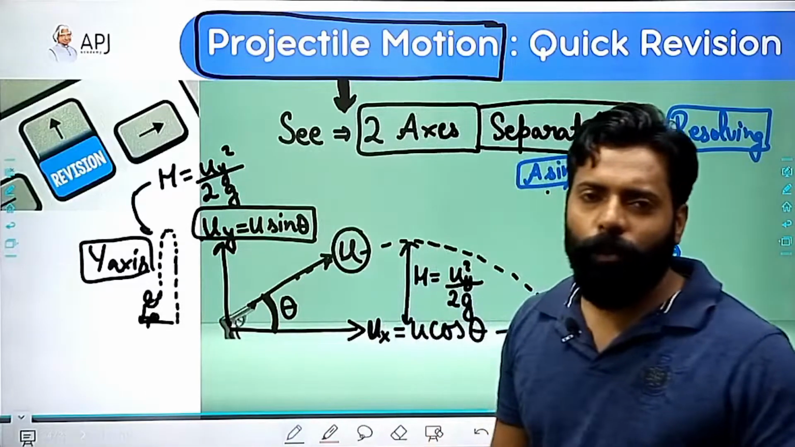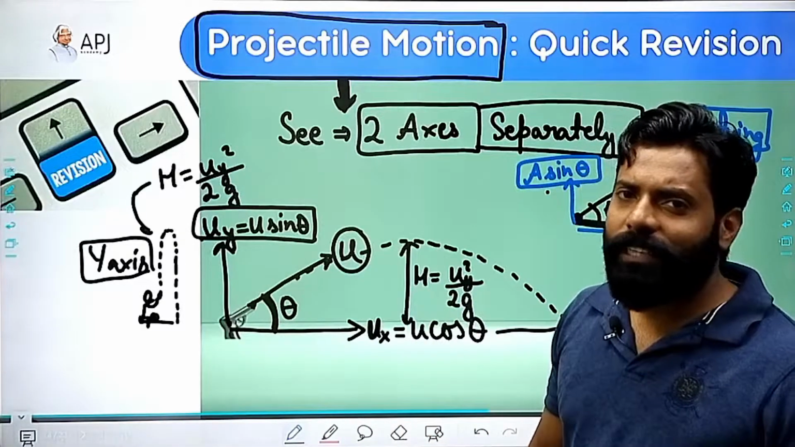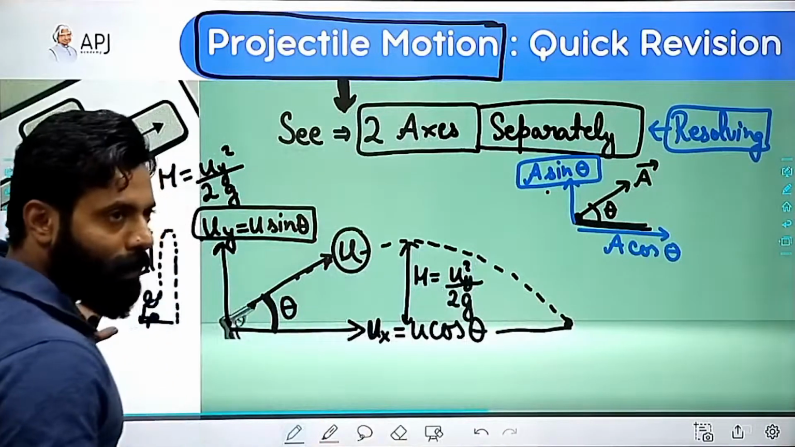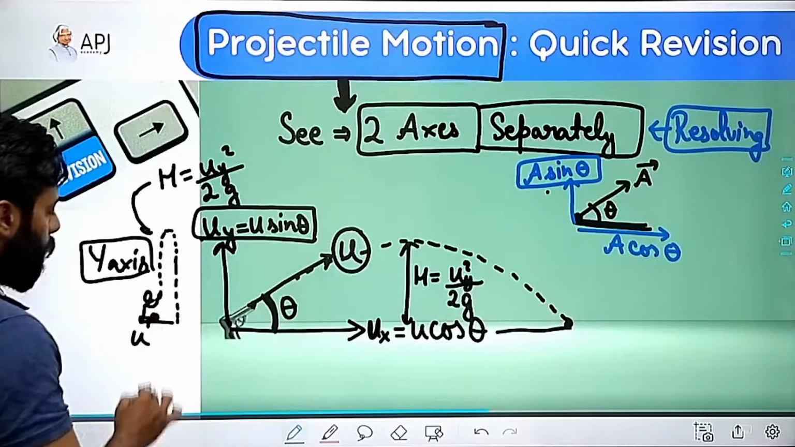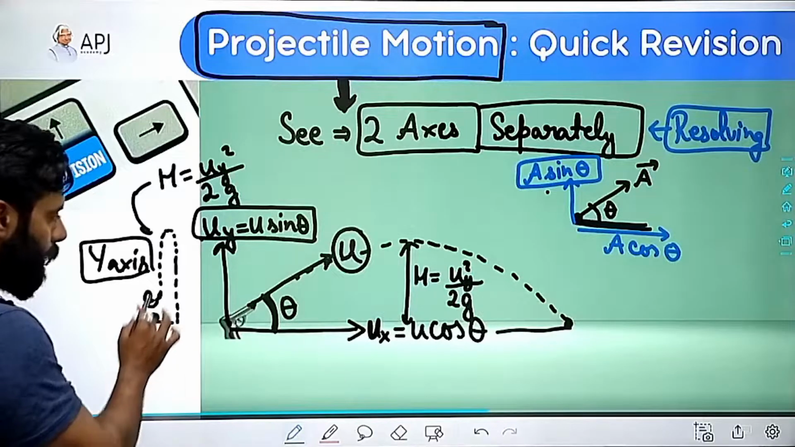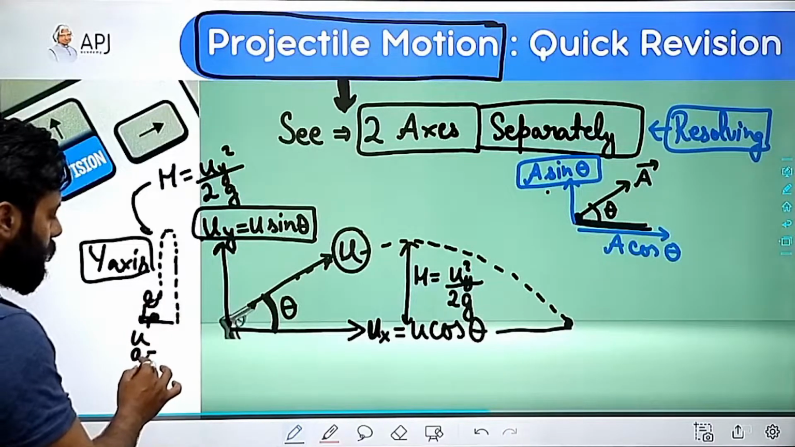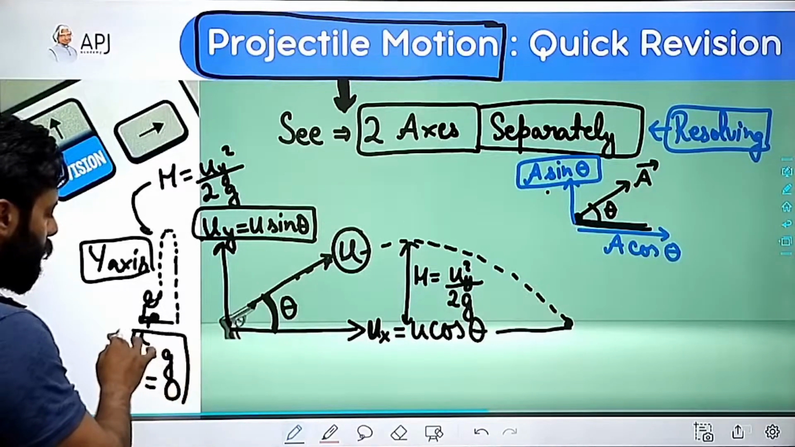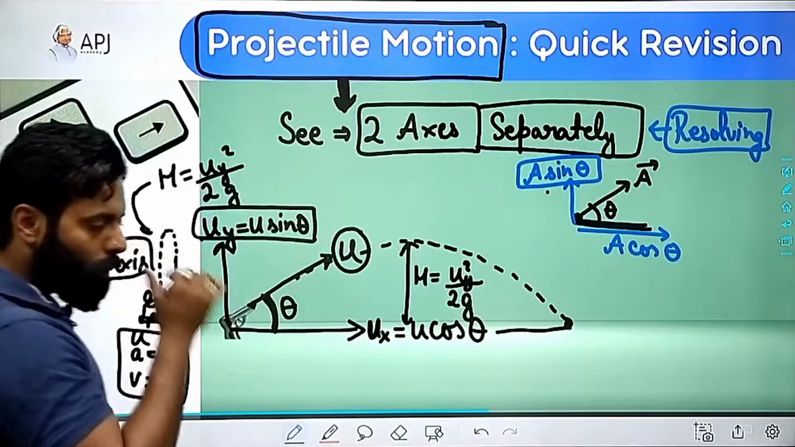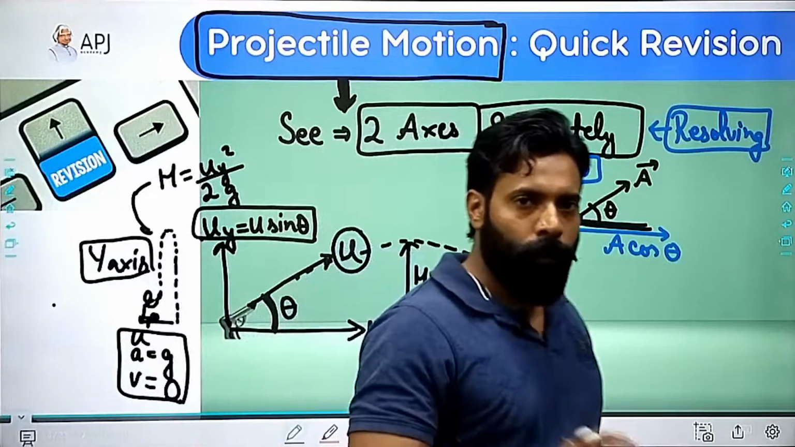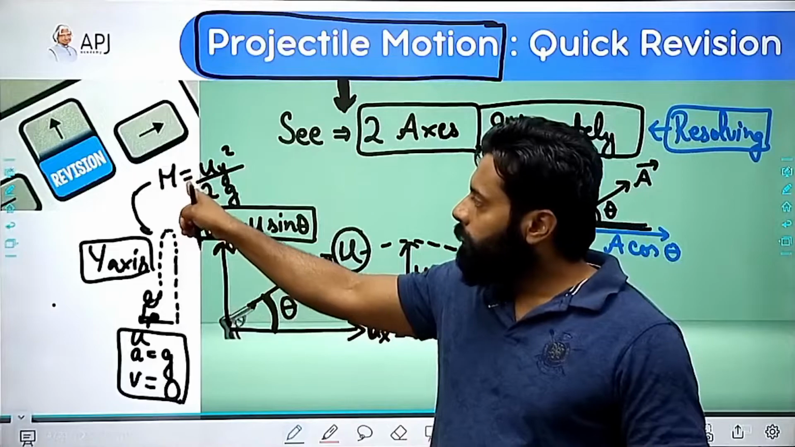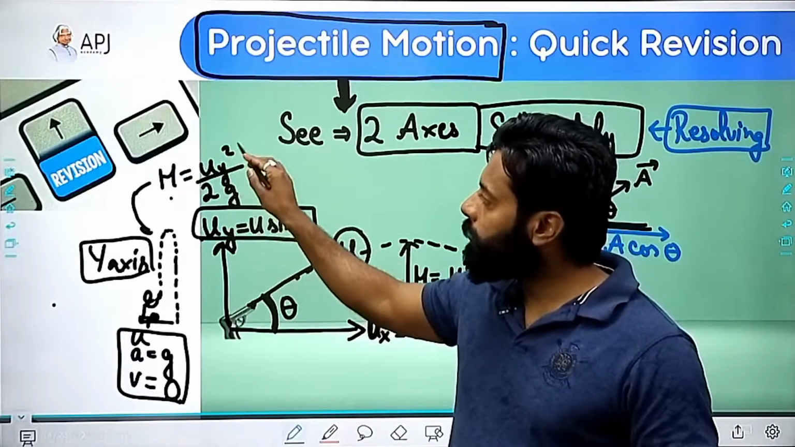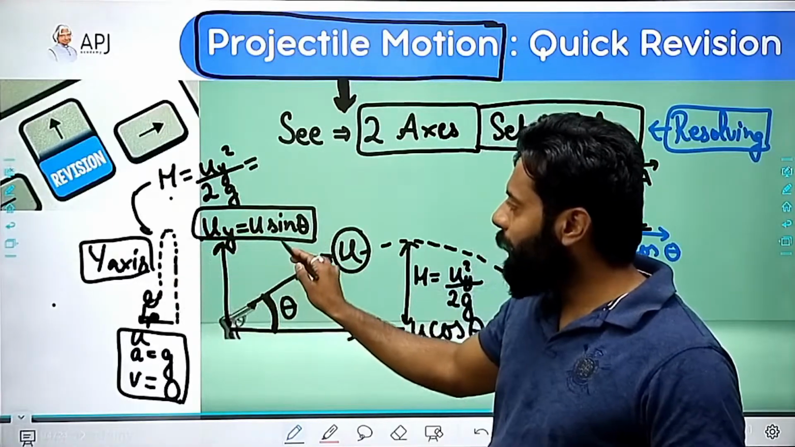Some student is saying, why sir, I didn't understand, please explain this again. I told you that when I am throwing the ball upward, how many data will be there? U is there, acceleration is there, g. Then final velocity is there, which is 0. Then I can use v square minus u square equals 2as. V is 0, then s will be u square by 2a. Are you getting this? And uy is u sine theta.